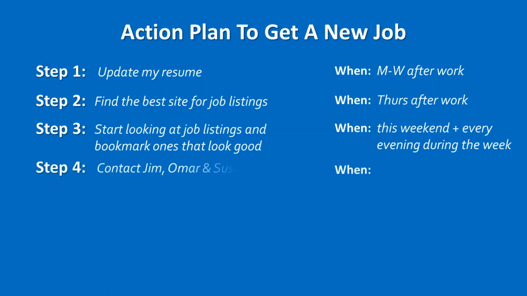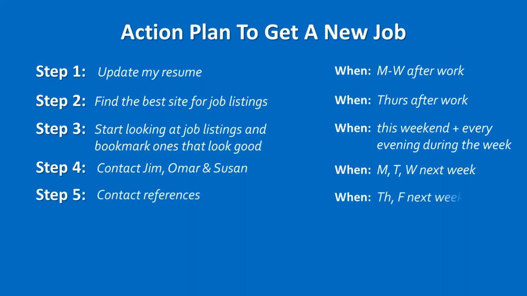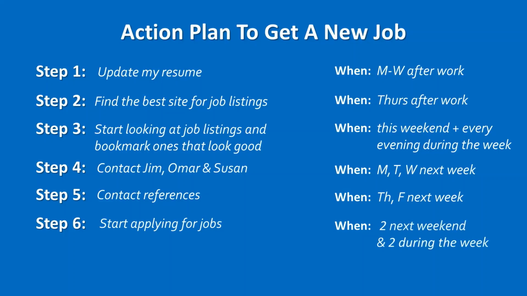Step 4, next week, reach out to personal and professional connections to see if they know of any jobs available. I'm going to contact this person on Monday, and this person on Tuesday, and this person on Wednesday. In step 5, I'm going to reach out to my references on Thursday and Friday next week. In step 6, start applying for jobs I identified during the week. Apply for at least 2 jobs over the weekend and at least 2 other jobs over the course of the next week.